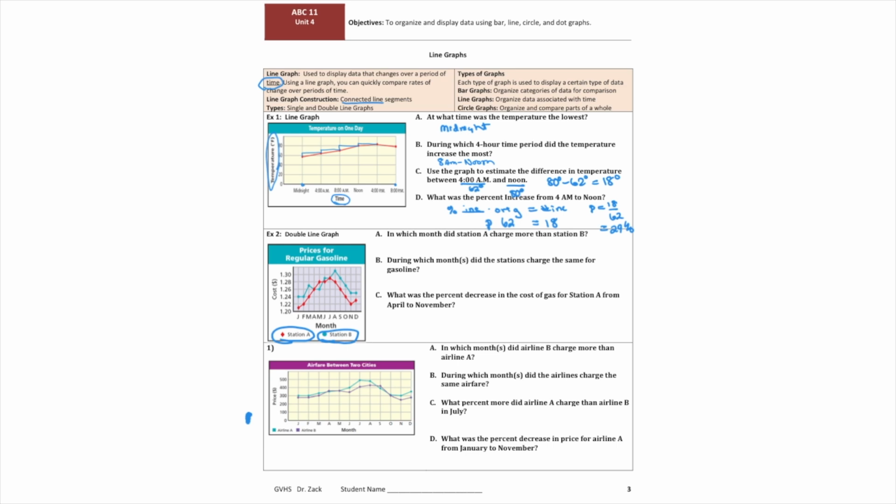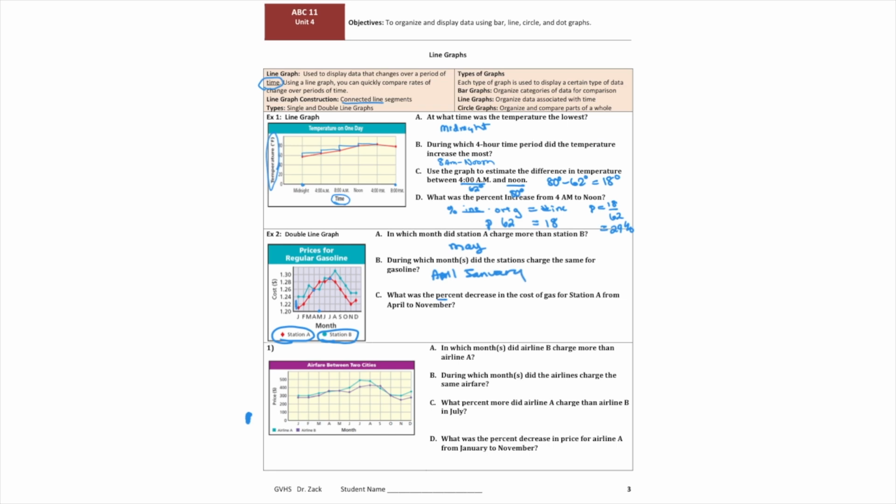In which month did station A charge more than station B? So you want to look at the differences and figure out when is the red line above your blue line. And to me, that looks like it happened in May. During which months did the stations charge the same for gas? So we want to know which month the lines are intersecting. And it looks like we have two answers for that, April and January.